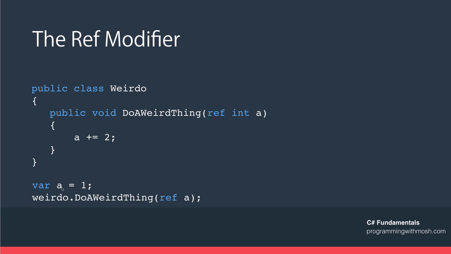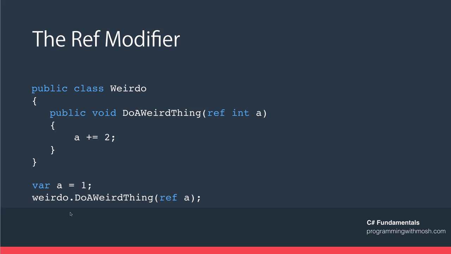We can change this code by including a ref modifier to our method. And note that here I changed the name of the class and its method from my class and my method to weirdo and do a weird thing because it just is weird. So with this change, if we call this method and also include the ref modifier here, the original a that we have here will be passed to this method and its value will be modified. So after we return from this method, value of a is going to be 3.